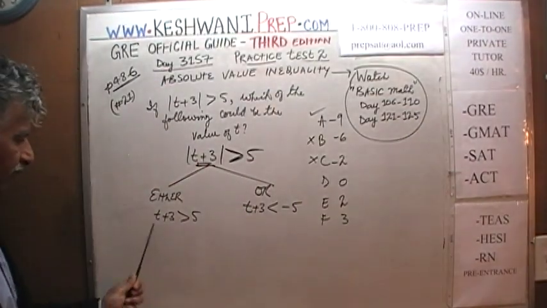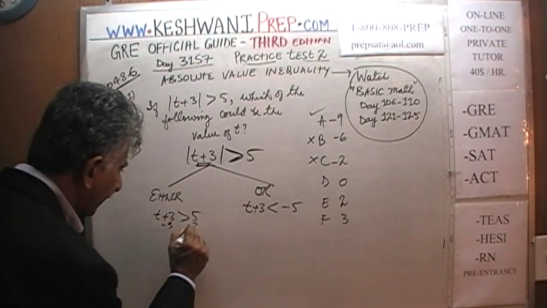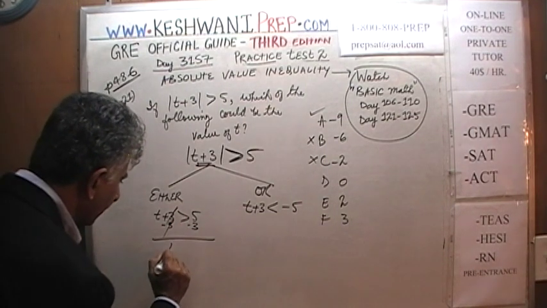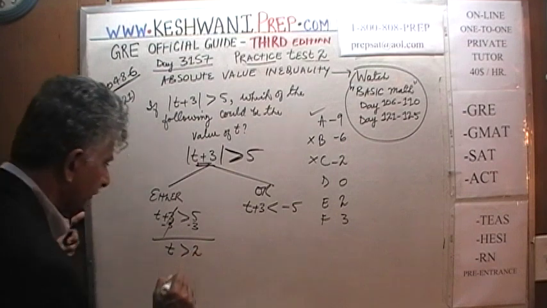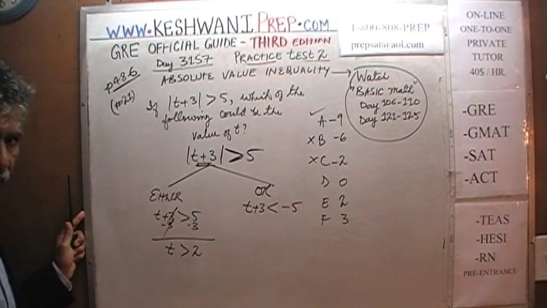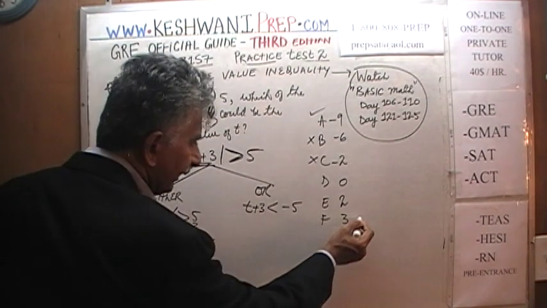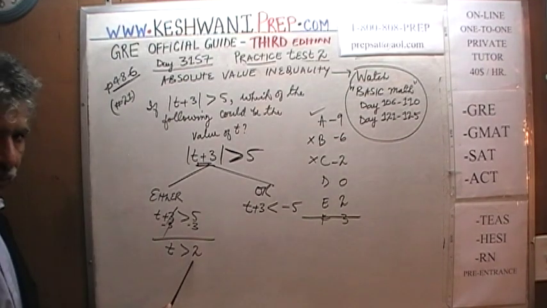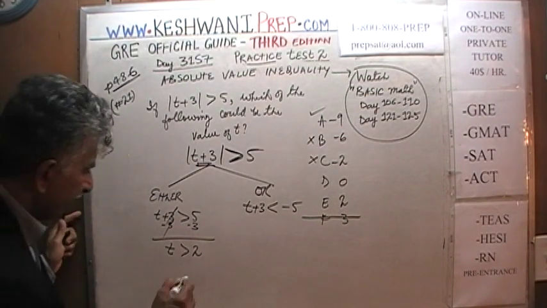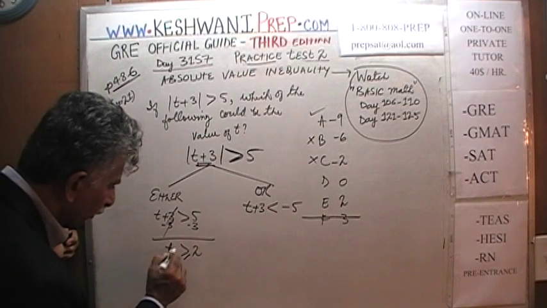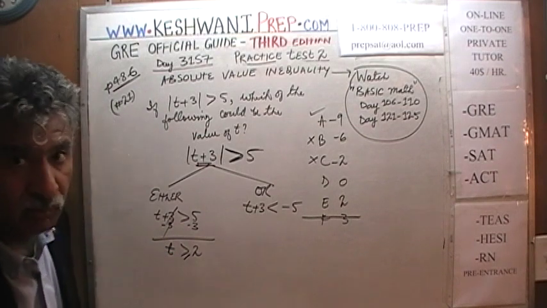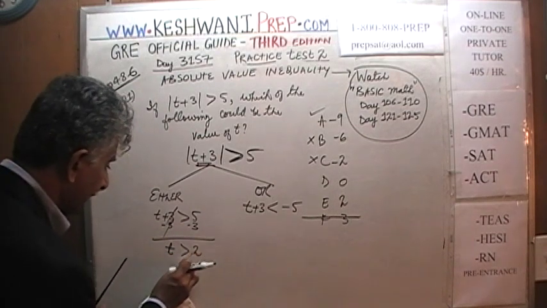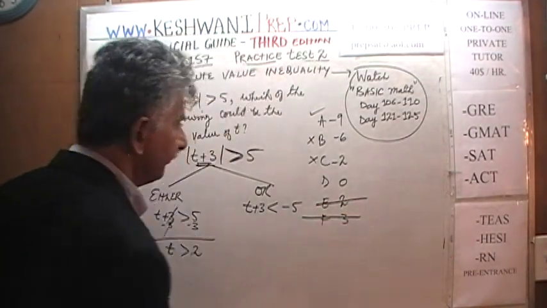So if it is more than 5, then if we subtract 3 from both sides, the 3 is going to cancel out, and it tells us that t has to be more than 2. That's one possibility. Immediately we can tell that f is not going to work because t has to be more than 2. Similarly, it doesn't have an equal sign. It doesn't say t is more than or equal to. So it is not allowed to be equal to 2, which means e is not right.